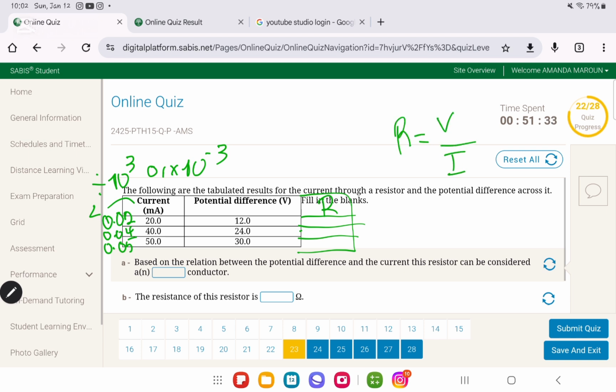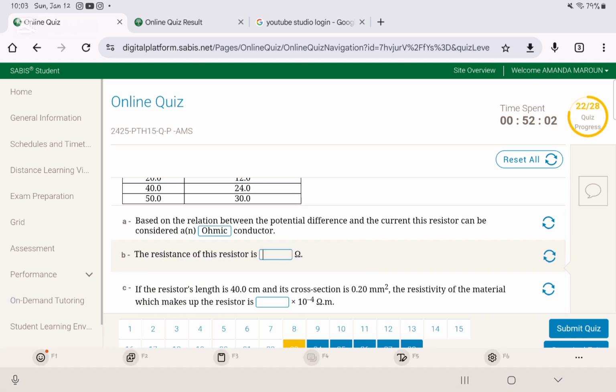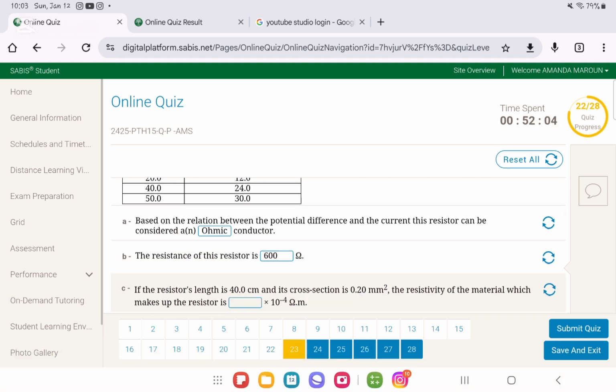So 12 divided by 0.02 is 600, then 24 divided by 0.04 is also 600, and finally the last potential difference, 30 divided by 0.05, is also 600. So they all have the same resistance. That means they are ohmic conductors because they follow Ohm's law. So this is an ohmic conductor. We found the resistance, which is 600 ohms.